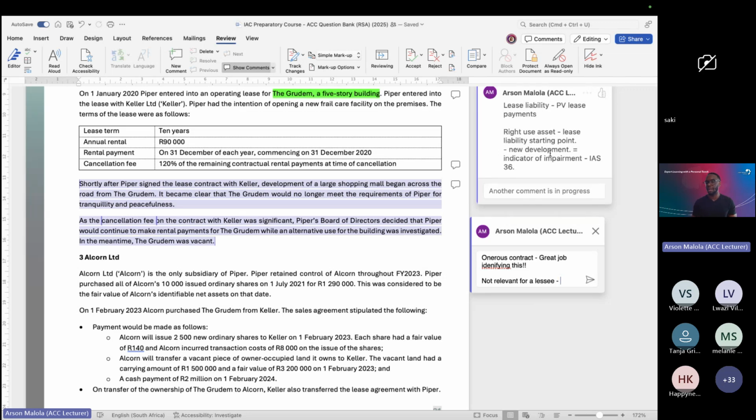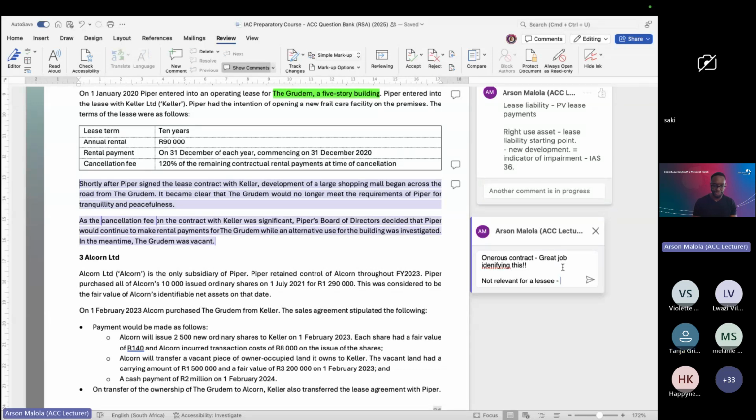So in this particular scenario, and we just discussed it very briefly in my comment above here, if the objective of onerous contract accounting is to show a liability under a contract upfront, why is it not relevant for lessee accounting anymore? They already have the liability in.